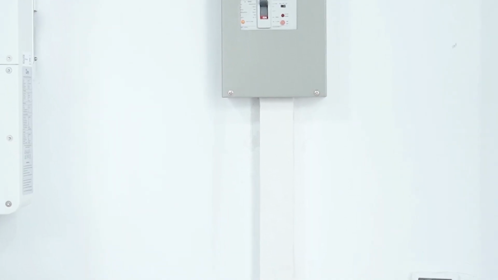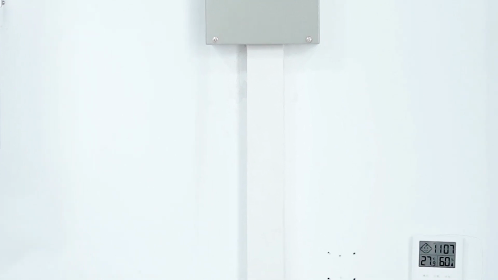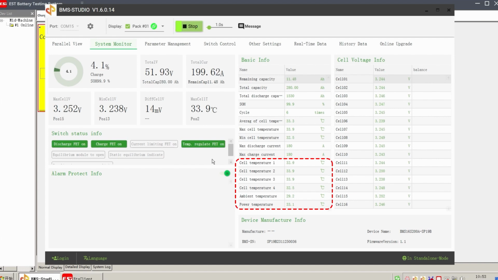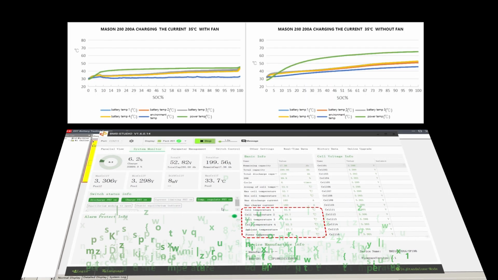As we can see, the room temperature is 28 degrees. And now the cell temperature is rising to 35 degrees. When the cell temperature reaches 35 degrees, the fan will turn on.